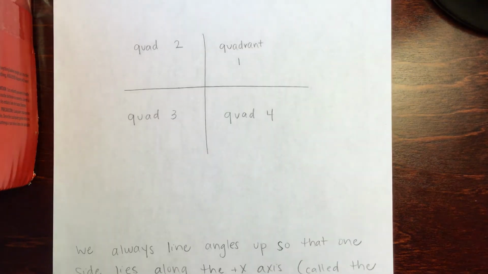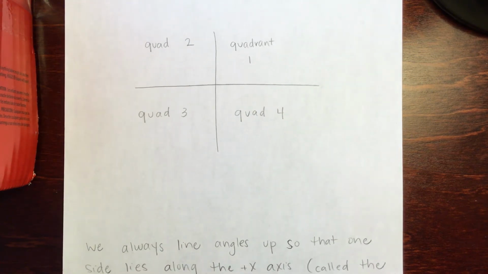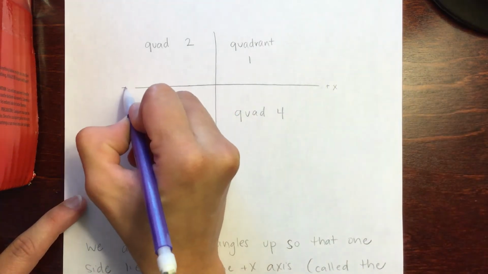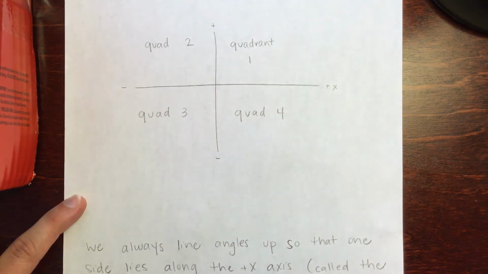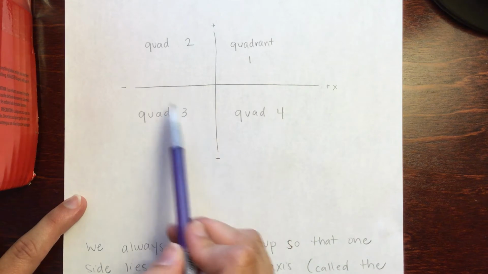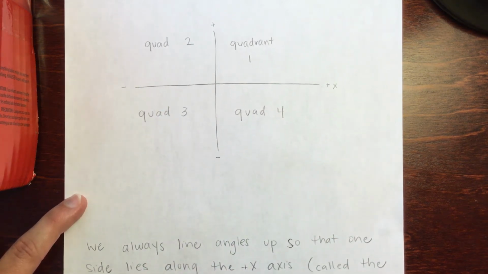All right, let's talk a little bit about the coordinate plane. Just to refresh your memory, there are 4 quadrants. This is the positive x-axis, and this is the negative direction. This is the y-axis in the positive direction and in the negative direction. There are 4 areas on the coordinate plane. We call them quadrants. So this is quadrant 1, 2, 3, 4. We are going to be drawing angles on the coordinate plane, so it would help for you to know some of the major measurements at all the different axes.